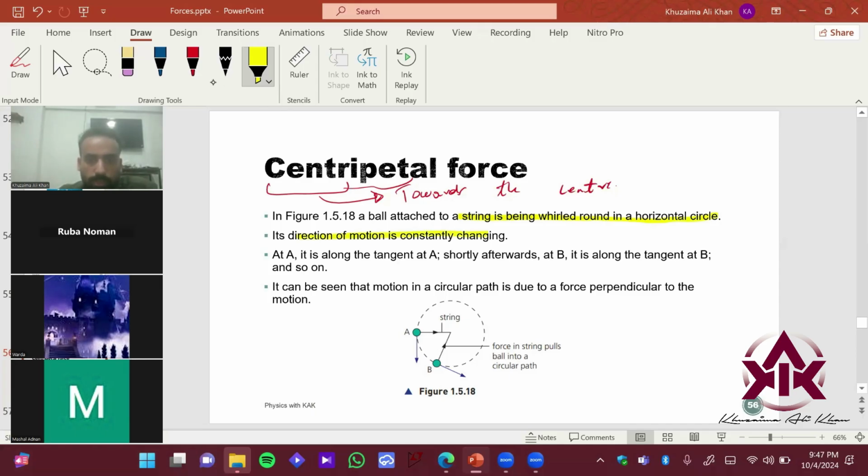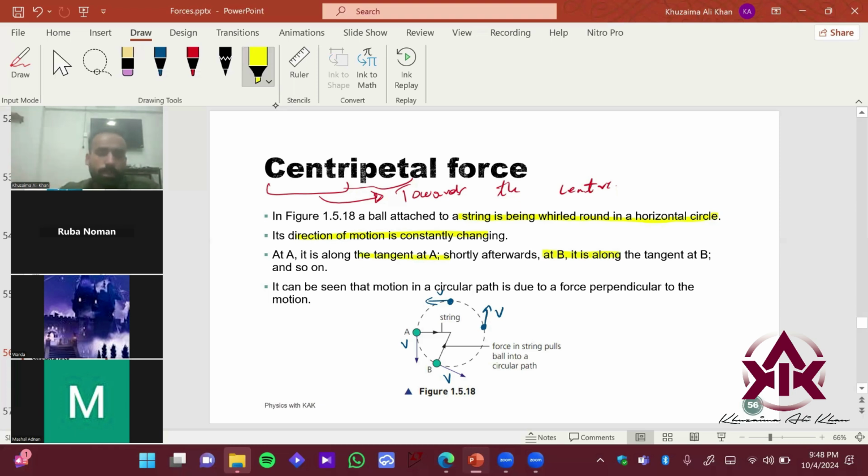So you can see the direction of motion is constantly changing over here, right? You can see if you draw the velocity over here, it's constantly changing, right? If you draw tangents over here, let's say the object is over here, the velocity vector is going to be here, right? If the object is here, the velocity vector is going to be here, right? And at A, it is along the tangent of A, shortly after it's B, along the tangent of B, and so on. It is moving around a circular motion.